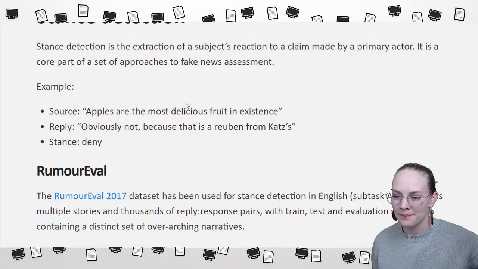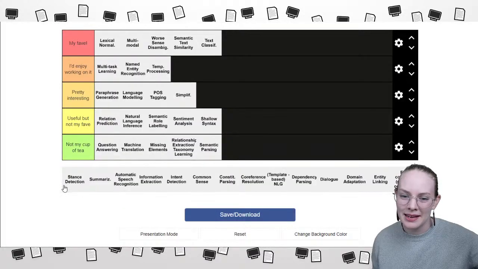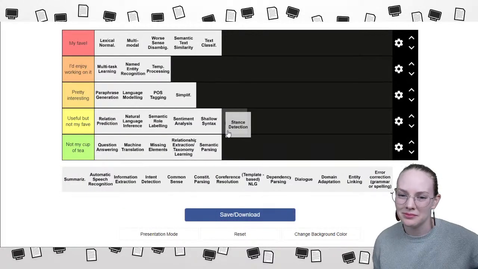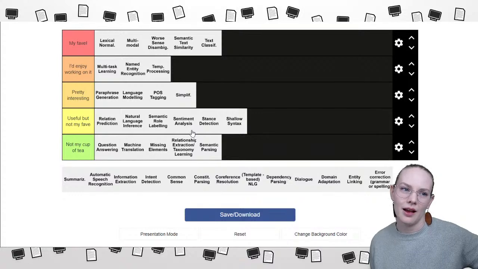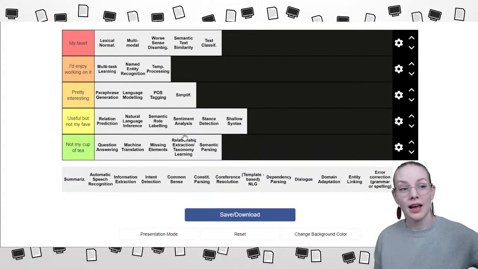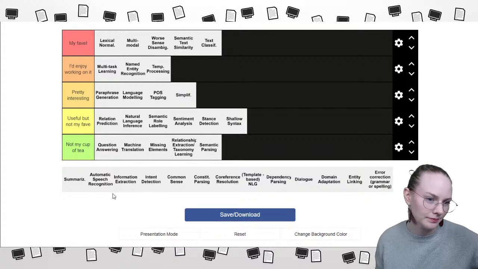So I'm gonna say useful, but not my favorite. I think it's in there with sentiment analysis in that it is a very specific task that I can think of uses for, but I probably wouldn't choose to work on.